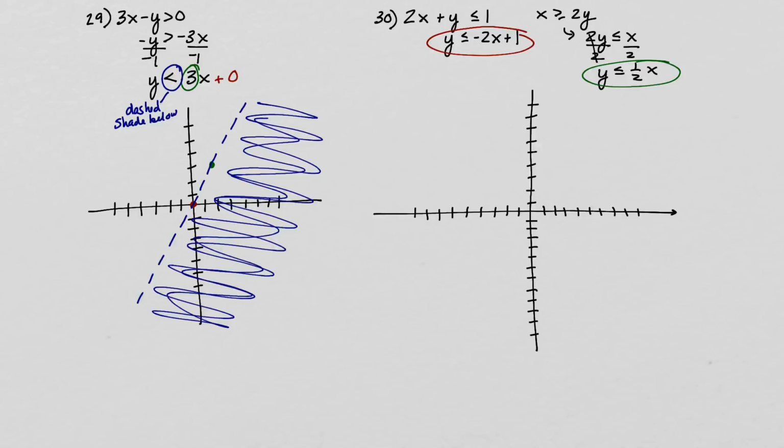Okay, so the first one in red, right? Here's the y-intercept. Here's the slope. It's a less than or equal to, so it's solid. And I'm looking to shade below.